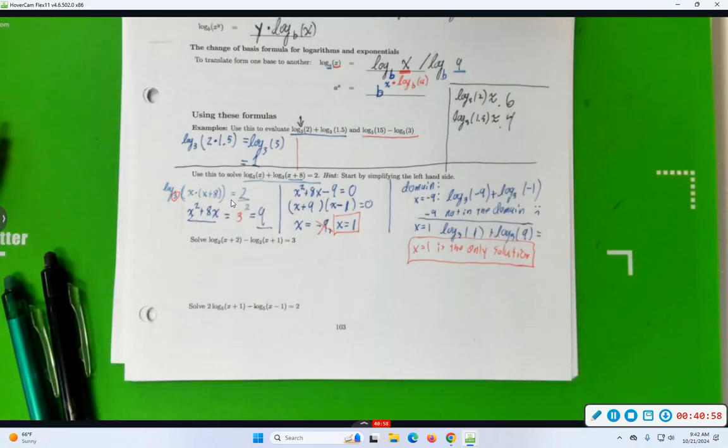This next one: log base 3 of x plus 2, minus log base 2 of x plus 1, equals 3. Does that look like we could do a similar approach? Hope so.